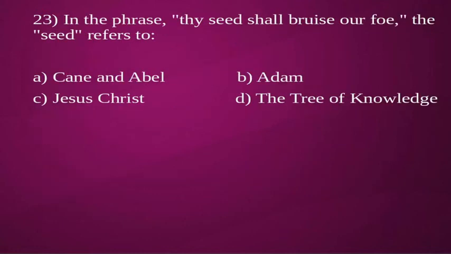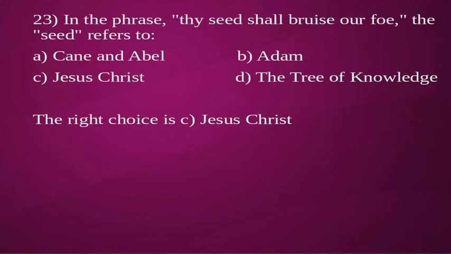Question number 23 is, in the phrase, thy seed shall bruise our foe, the seed refers to option A, Cain and Abel, option B, Adam, option C, Jesus Christ, option D, the tree of knowledge. The right choice is C, Jesus Christ.